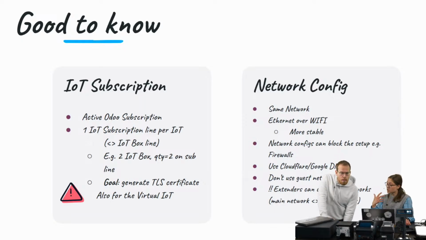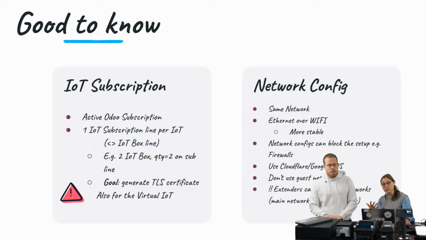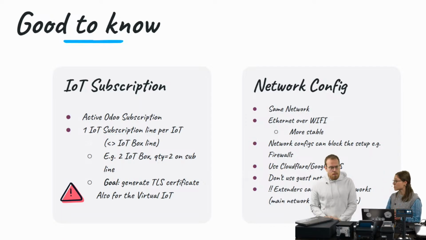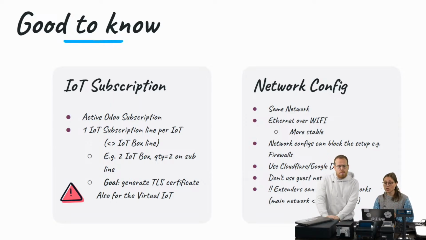You must use Ethernet over Wi-Fi because it's more stable. At least that's what we advise. And some network configuration can also block the setup. If you have a lot of restrictions with firewalls, this might really cause an issue. We were also going to show you the setting, but you should use Cloudflare or Google DNS. I'm going to do it in a few seconds. Don't use guest networks, it's not going to work.